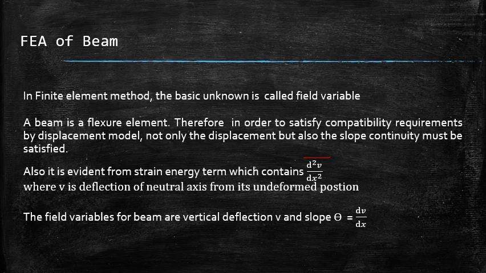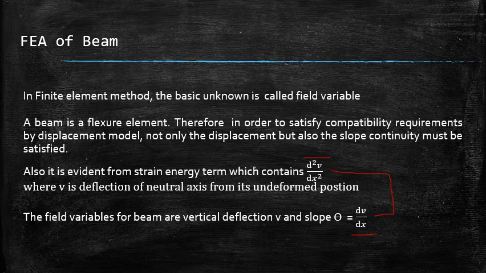So since this term contains d2v by dx square, we will take dv by dx, that is one order less than the term which appears in the strain energy expression. Here it is d2v by dx square, so one order less, it becomes dv by dx. So we will take this dv by dx also as a field variable.